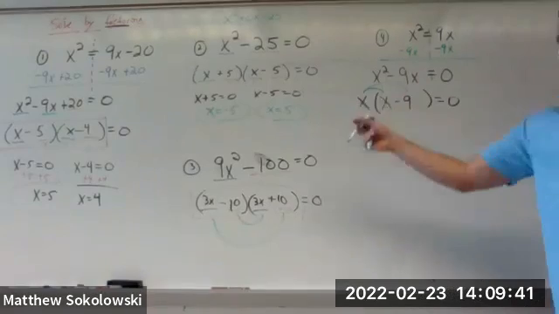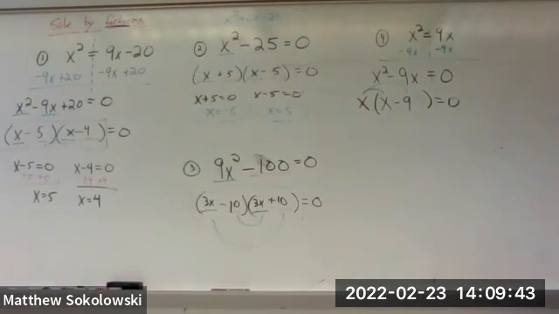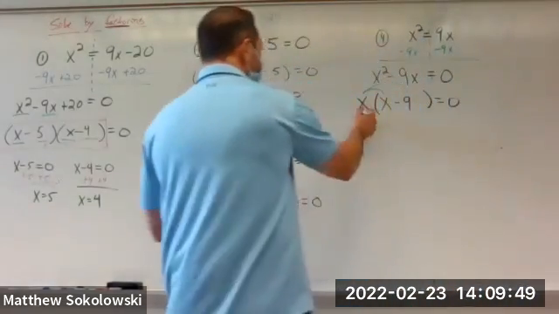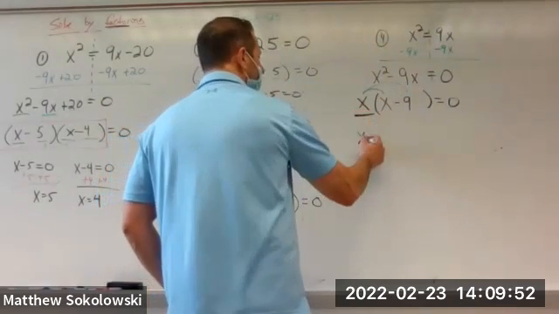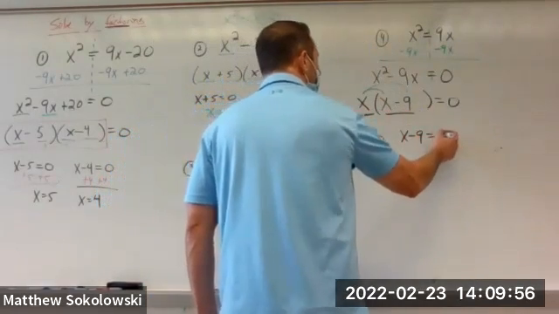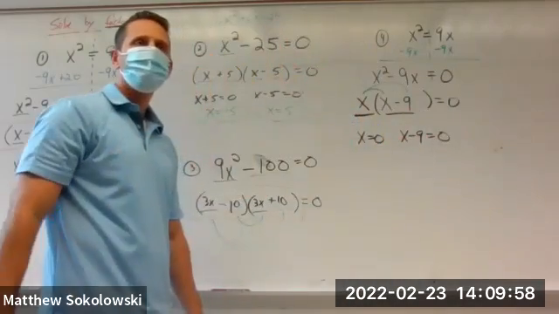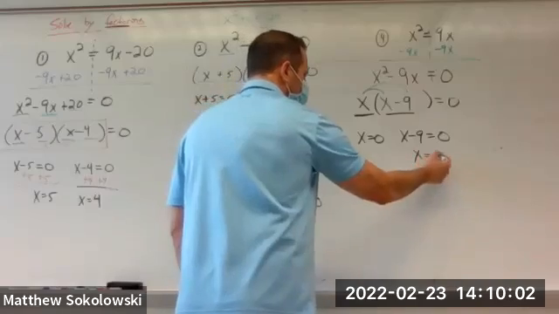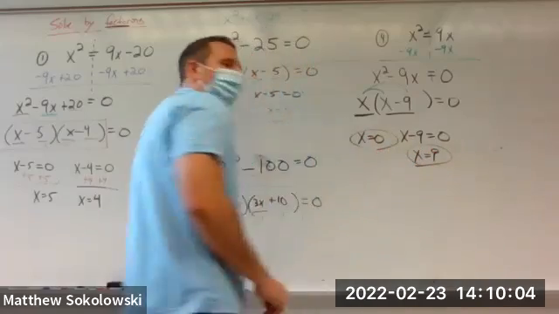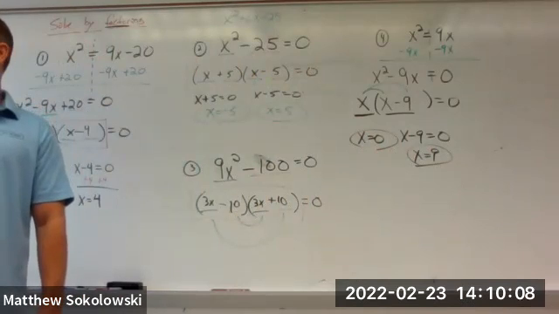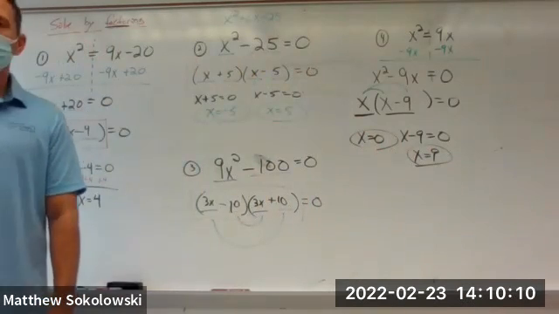Once you factor it, Boris, then we set them equal to 0. This is one of the factors. X equals 0. Here's another factor. X minus 9 equals 0. There's one answer. Solve this one. X equals 9. There's your 2 answers. Following? All right.